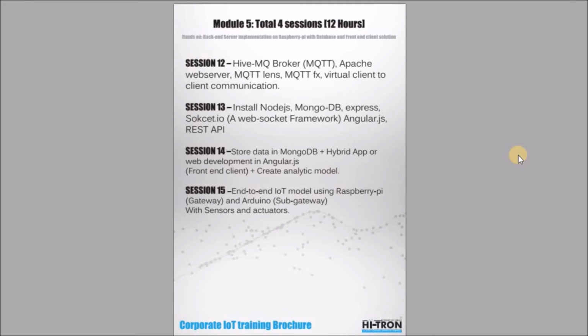The next one is session number 13, where we will be learning about the MEAN stack. We would be learning different technologies. A MEAN stack is a combination of different technologies, and in session 13 we will learn from the installation of Node.js, MongoDB, Express JS, Socket IO, and AngularJS. We would not only install these different technologies, Node.js, MongoDB, Express, and AngularJS, but also use them, from installations to writing scripts.